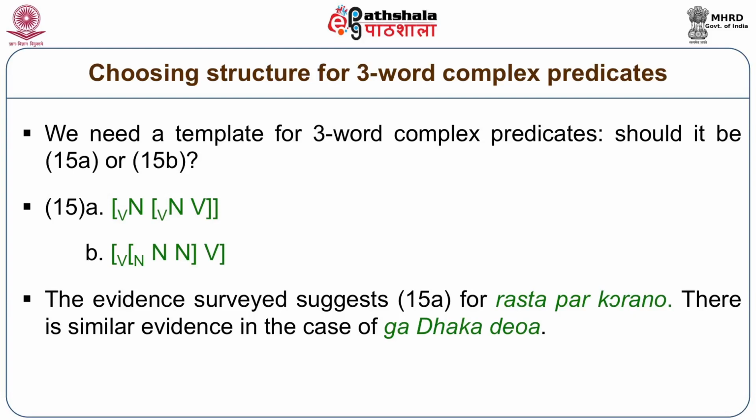The issue here is whether in Rastapar Korano, Rastapar is a nominal compound, and there is zero evidence for this. This is also true for Gardhakadeva. This is not a huge sample, so we don't have enough of an empirical basis for concluding definitely that 15a is the correct answer.